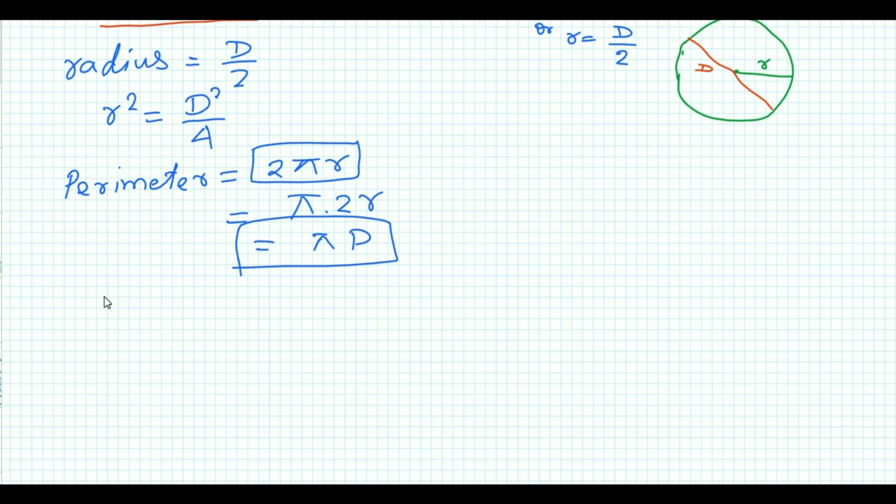And now next comes area. Area of a circle equals, in terms of radius, pi r square, and in terms of the diameter, pi d square by 4. I am writing in terms of diameter and in terms of radius because as per the situation you can apply either of them, right?